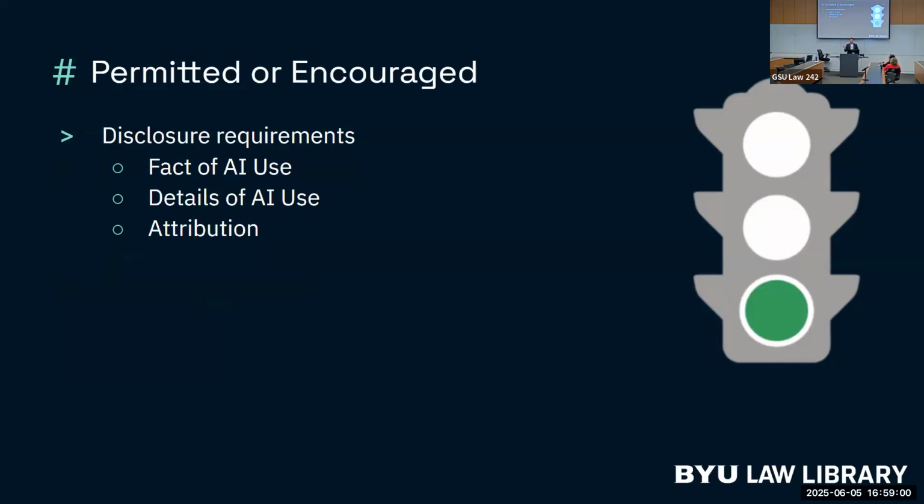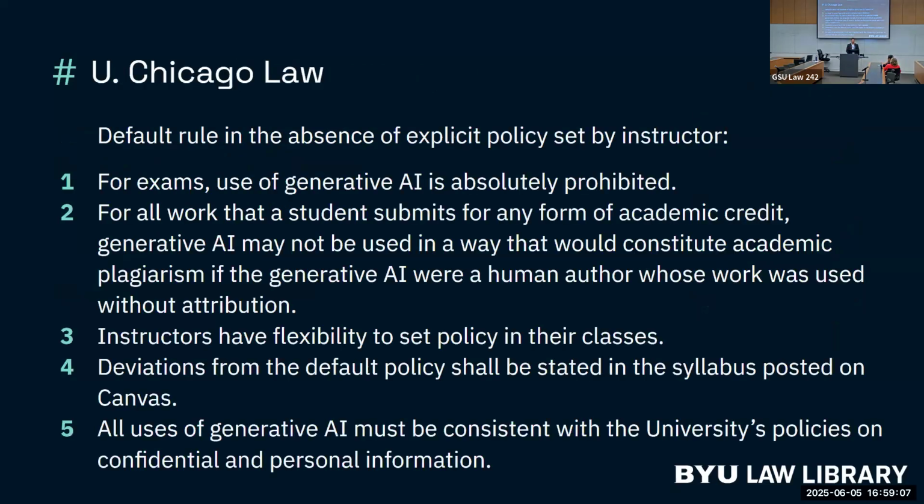And then you can have it open, use it however you want. You can still require them to disclose that they used it or how they used it, or again, citation or attribution. Chicago has a default rule for the law school that I like. It's kind of strict. Even if you cite it, it's treated as plagiarism, basically, even if you give attribution to the AI tool, because it's treated as not citing a human author. So you can take that or you can leave it, but they do give instructors the flexibility to set their own policy. So that's what I've got on AI policies.